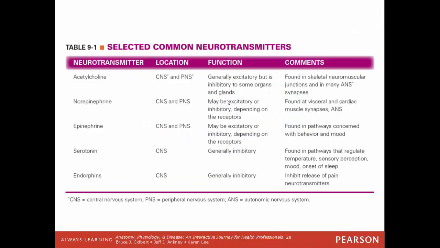There are a large number of neurotransmitters. There's a table with a few. Not only do they have their name, where they're from, what their function is, and some comments about each one. Acetylcholine, a very, very important neurotransmitter, we find in neuromuscular junctions with skeletal muscle. It also plays a role with Alzheimer's treatments. Norepinephrine and epinephrine are hormones, but they also can function as neurotransmitters.